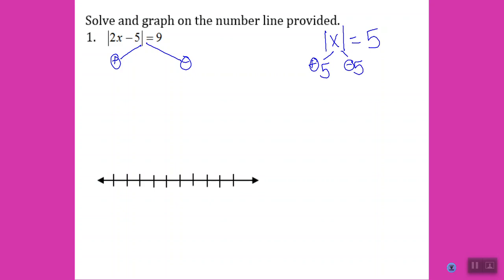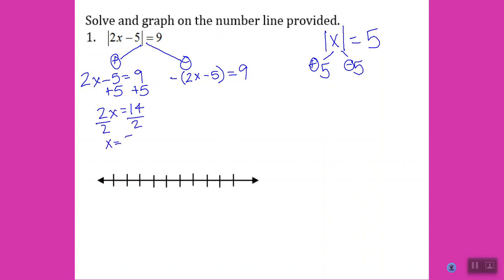So our first equation looks just like the original, but without the absolute value. So 2x minus 5 equals 9. For our negative equation, we're going to take the negative, put it outside, and our absolute value bars are going to turn into parentheses. So those are our two equations. Now we solve them. The first one, we're going to add 5 to both sides. Get 2x equals 14. Divide both sides by 2, and we get that x equals 7.